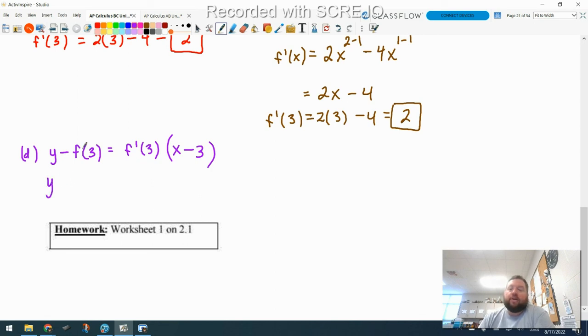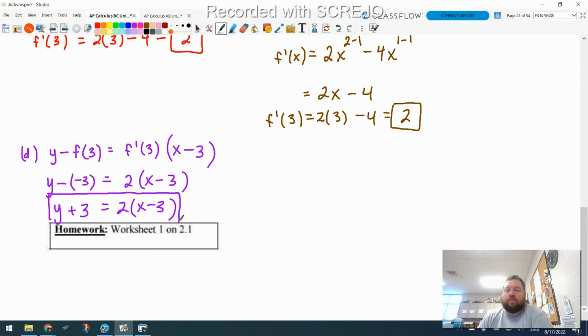So the y value is negative 3, y minus negative 3. The slope was 2. We found that 3 different ways, x minus 3. And then just to clean this up, y plus 3 is equal to 2 times x minus 3. And you're going to leave it like that. You don't need to go to slope-intercept form. You don't need to distribute.